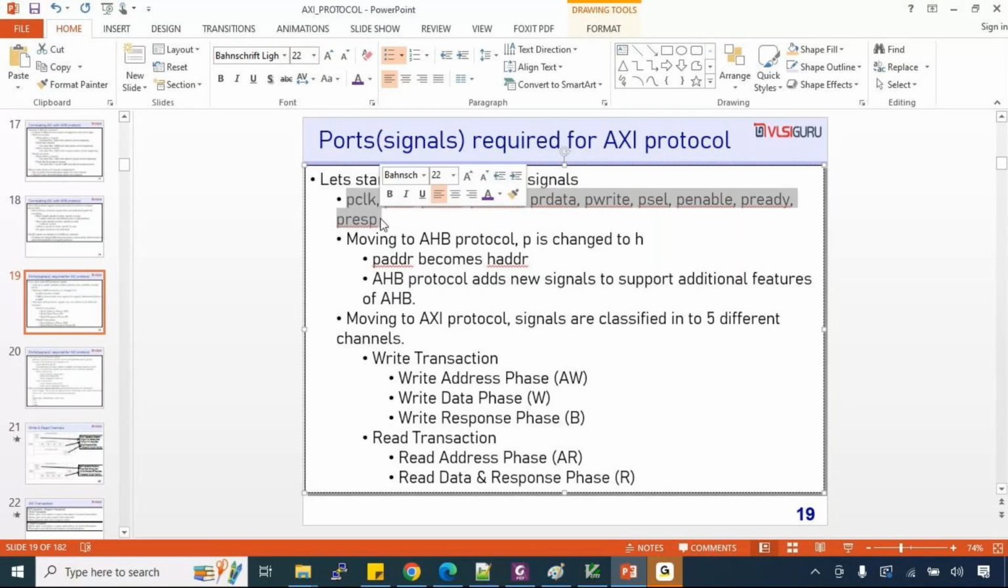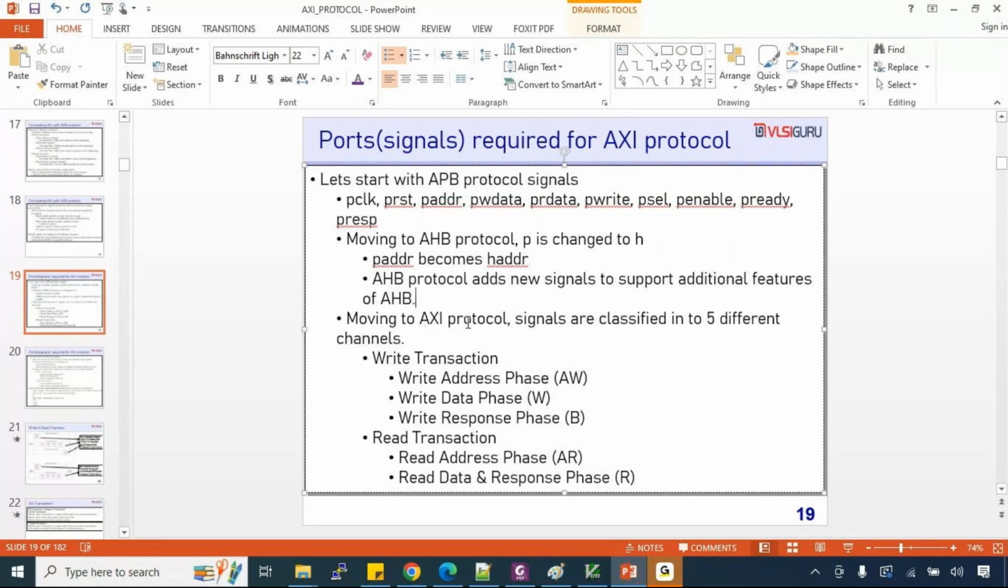When you move from APB to AHB, P is changed to H. PADDR will become HADDR. PWDATA will become HWDATA. That's all. Wherever P is there, these signals just change to H. That becomes AHB. Along with that, you need to add some more signals. So the AHB protocol adds new signals to support additional features of AHB.